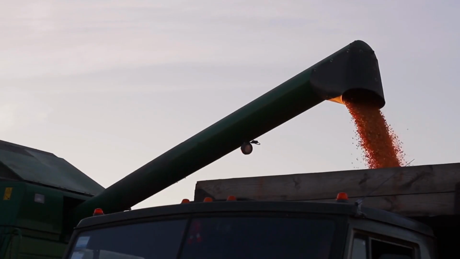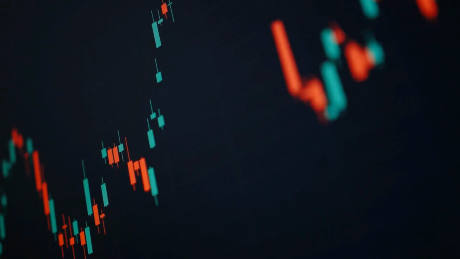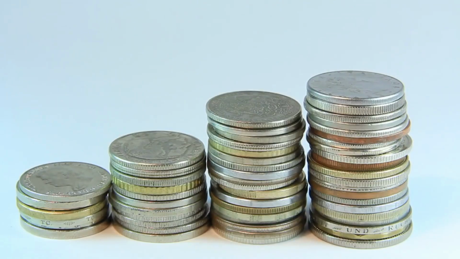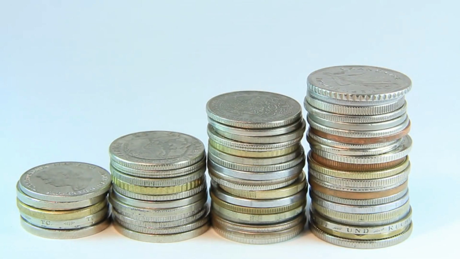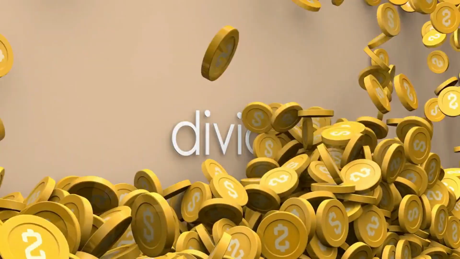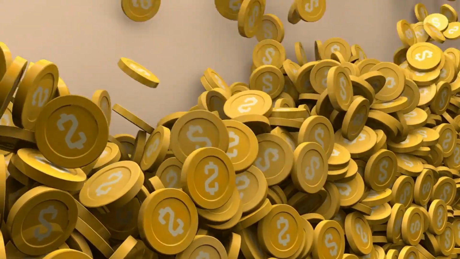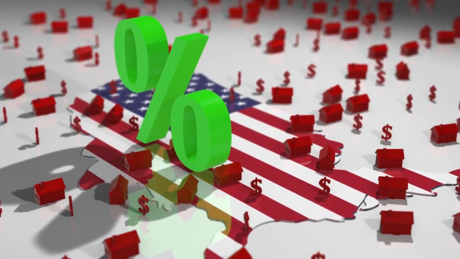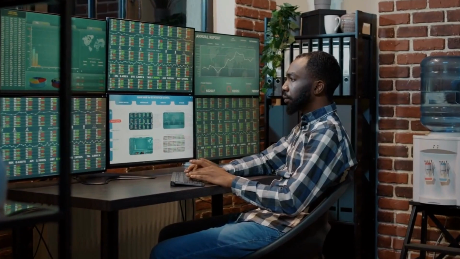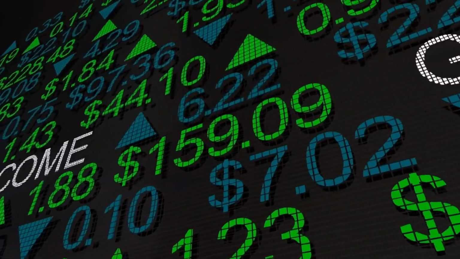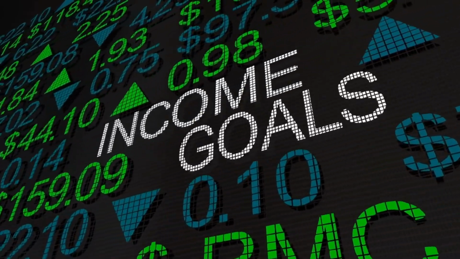Y. Yield, harvesting returns. Y stands for yield, a fundamental concept in investing. Yield represents the income generated from an investment, typically expressed as a percentage of the investment's cost. For example, the dividend yield of a stock is calculated by dividing its annual dividends per share by the stock's current price. Understanding yield is essential for income-seeking investors, as it helps them gauge the potential returns from various investment options and make informed decisions based on their income needs and risk appetite.